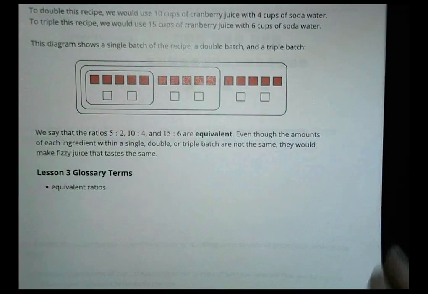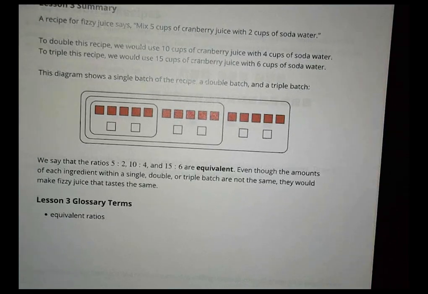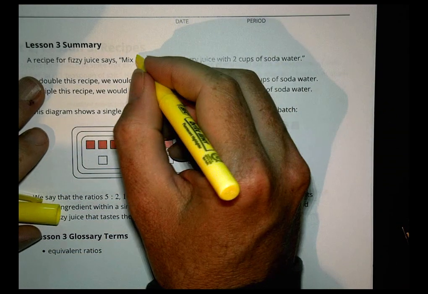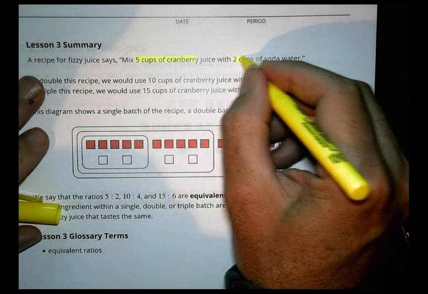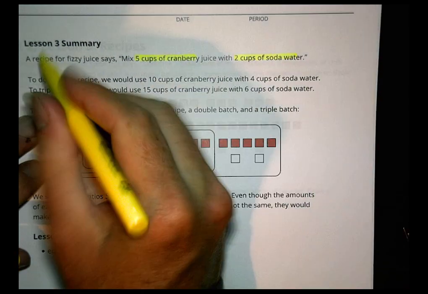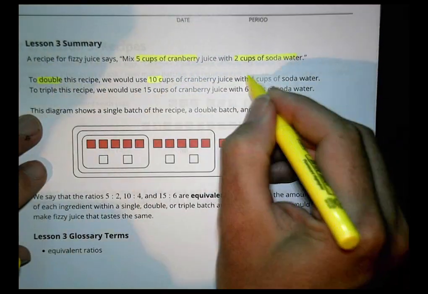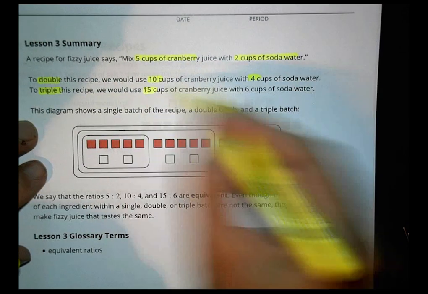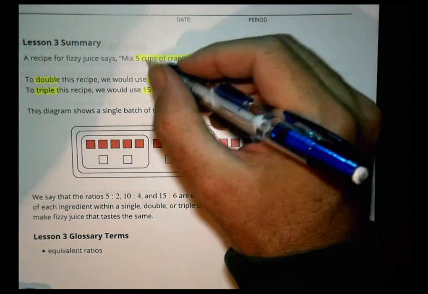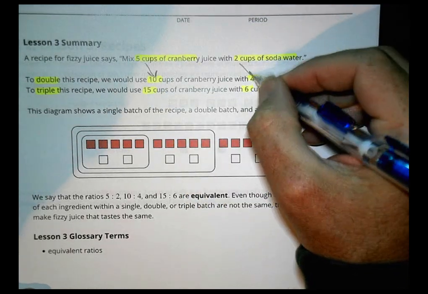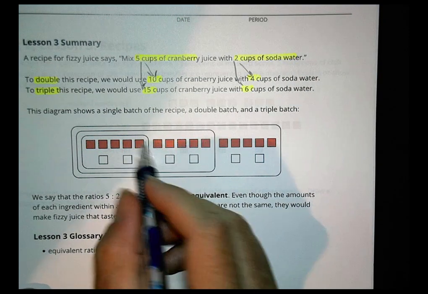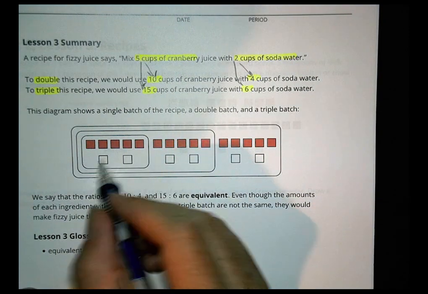Summarize. A recipe for fizzy juice says mix 5 cups of cranberry juice with 2 cups of water. So 5 cranberry, 2 water. To double the recipe, you would use 10, so if we double it, you'd go 10 and 4. And to triple it, you go 15 and 6. And so we can see with the diagram here, if I double it, I'm doing times 2, times 2. If I triple it, I'm doing times 3, times 3. And I'm taking that one single batch, I'm doing it again and again.